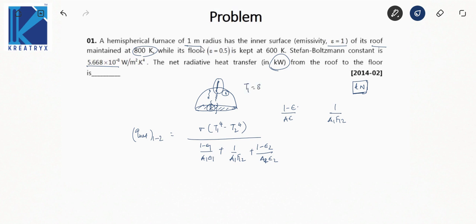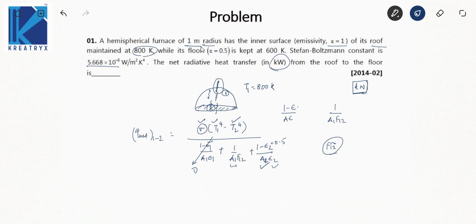T1 is 800 Kelvin, T2 is 600 Kelvin, and sigma is also given. Epsilon 1 is 1, so this term becomes 0. Epsilon 2 is 0.5. A2 is given because the radius has been given, and A1 we also know. What we don't know is F12. F12 is the fraction of radiation energy going from 1 to 2.